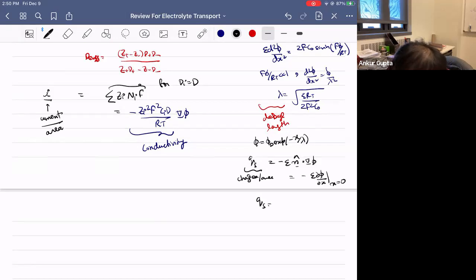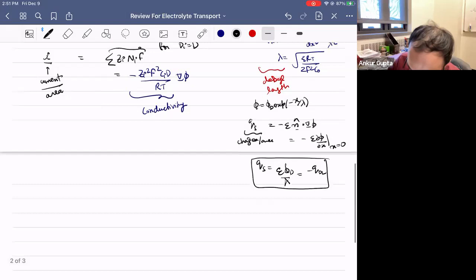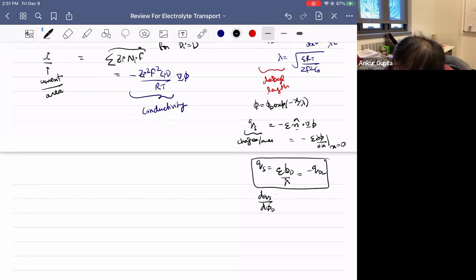And Qs comes out to be epsilon phi d by lambda. Actually plus epsilon phi d by lambda, not minus. The minus gets cancelled because of the derivative. So epsilon phi d by lambda, and this is equal to minus q dl. And then we also calculate the capacitance by taking the derivative dQs by d phi d, which is equal to epsilon by lambda.